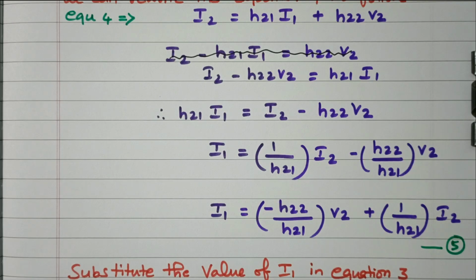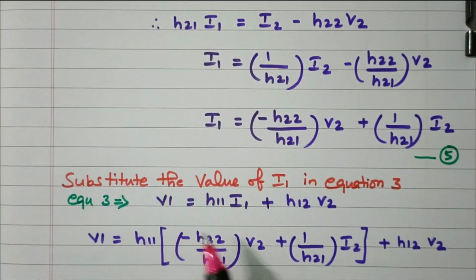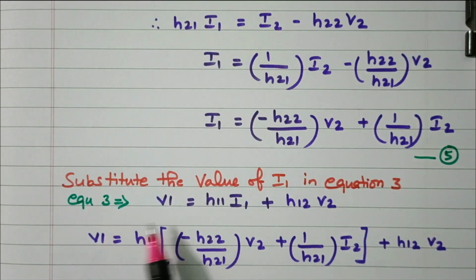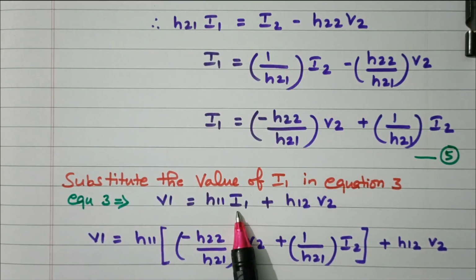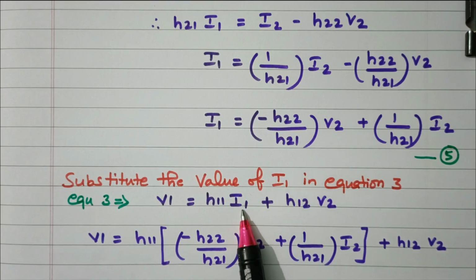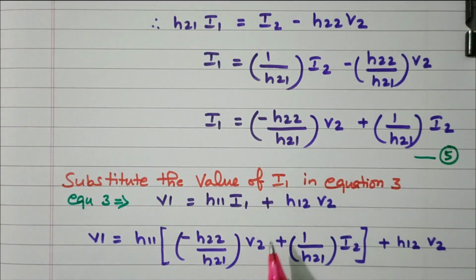Now we are going to substitute the value of I1 in equation 3. What is equation 3? V1 equal to H11 I1 plus H12 V2. So in this we are going to substitute the I1 value from equation 5. Substitute this I1 with minus H22 divided by H21 into V2 plus 1 divided by H21 into I2. Now we'll multiply this H11 inside. It is commonly available.